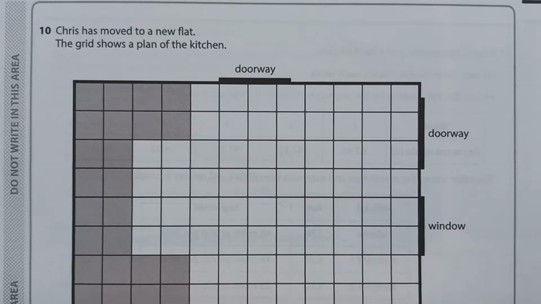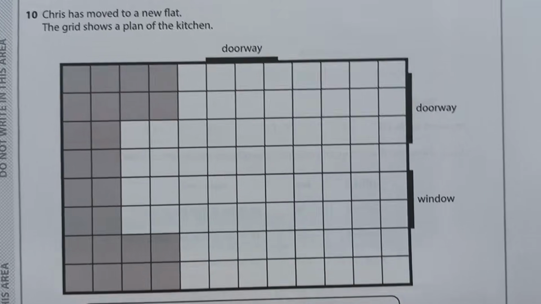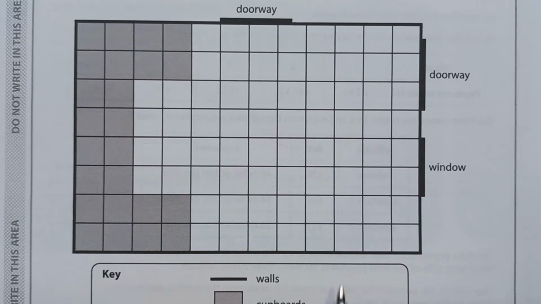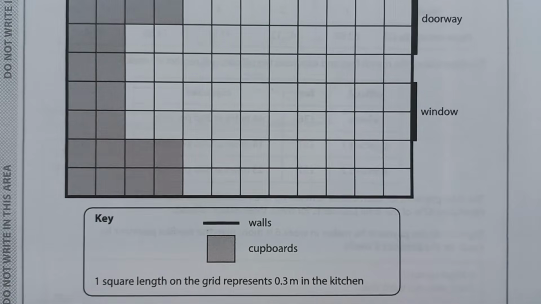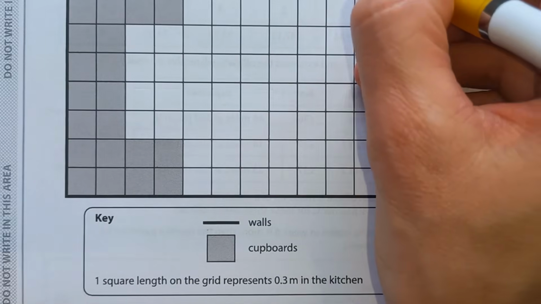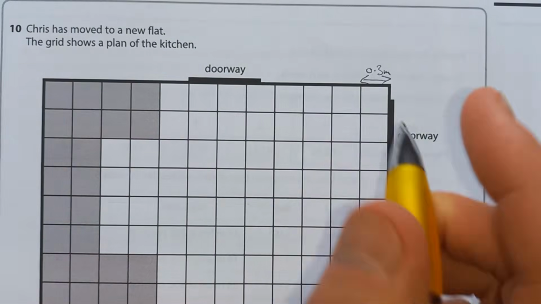Okay. Question 10. Chris has moved to a new flat. The grid shows a plan of the kitchen. Okay, so let's move it up so we can see the kitchen a bit better. Right, so we've got a doorway here, window here. We're told that these are the walls all the way around the outside, and the cupboards are this section in here. We're also told that 1 square length on the grid represents 0.3 metres in the kitchen. So that is 0.3 metres, one of those squares.